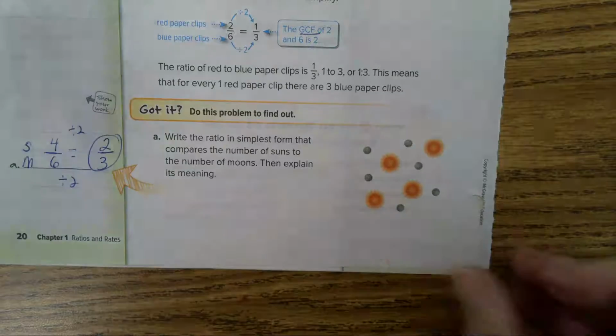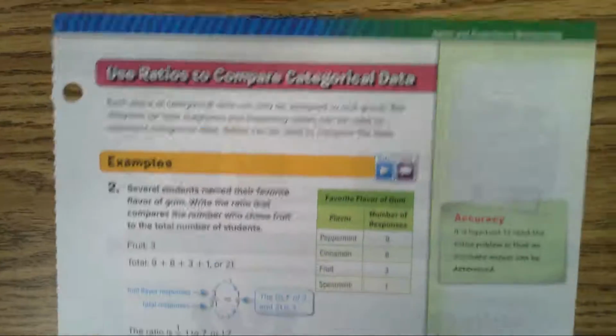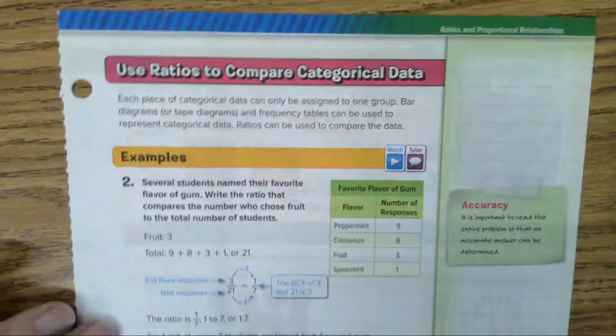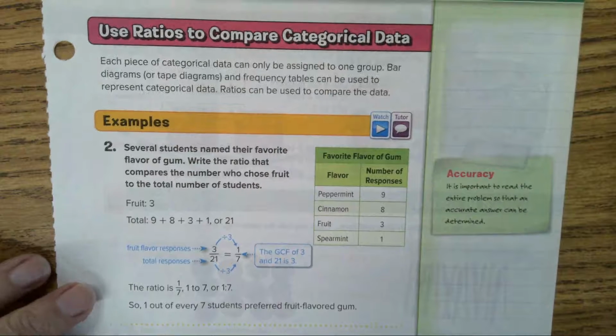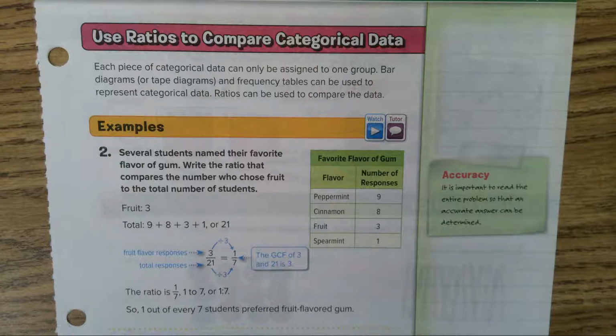Let's go on. Page 21. On this one, it says use ratios to compare categorical data. Each piece of categorical data can be assigned to one group. Bar diagrams or tape diagrams and frequency tables can be used to represent categorical data. Ratios can be used to compare the data.